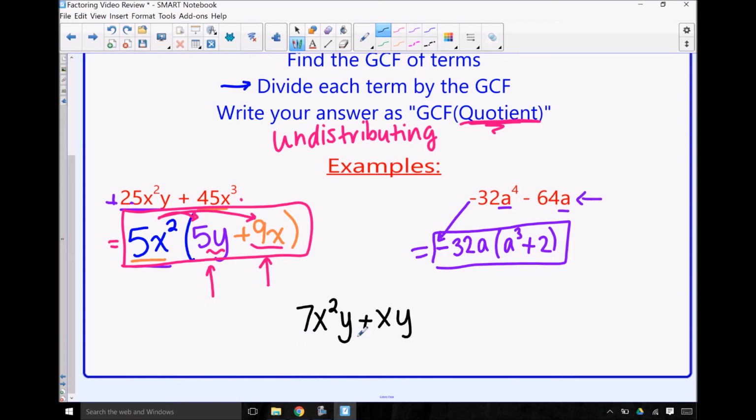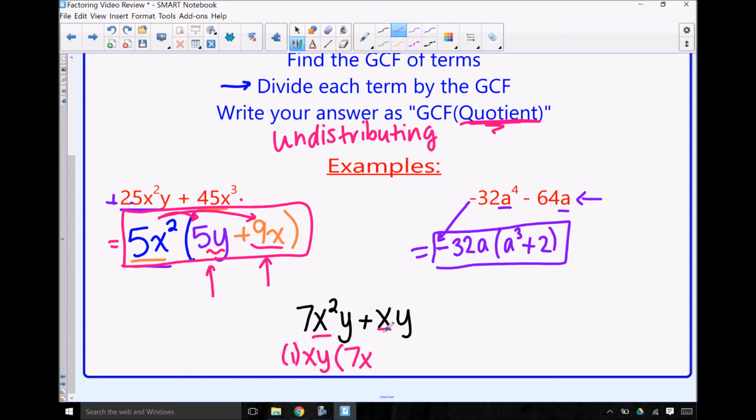So first of all, my coefficients are 7 and 1, and there's nothing in common with them, so I'm not going to include a coefficient in my GCF. It's just 1, okay? But they do have x's in common, and they do have y's in common. Okay, so when I factor this out, 7 divided by, or technically there's a 1 here, right? 7 divided by 1 is 7. X squared divided by x is just x. And the y divided by y gives me 1. I don't have to write it down because there's already a term here.